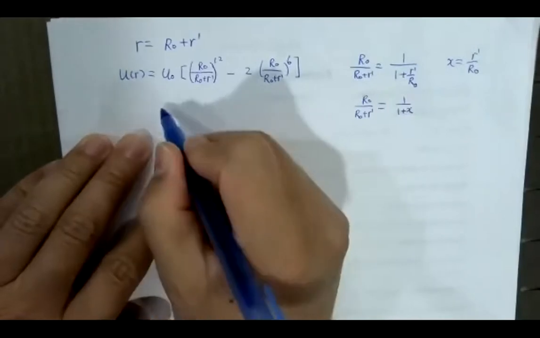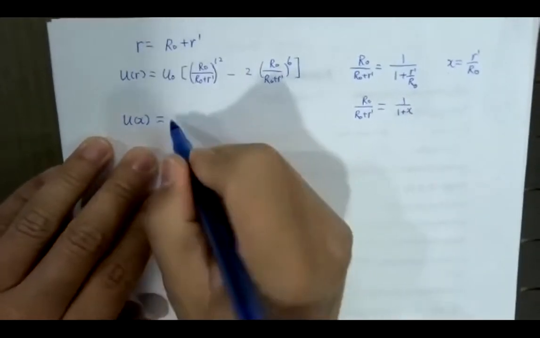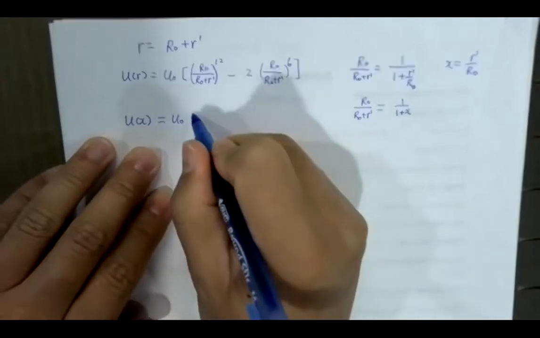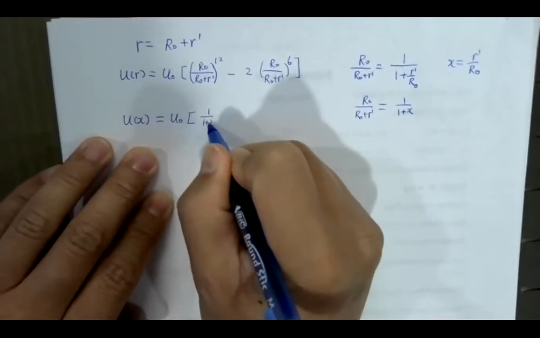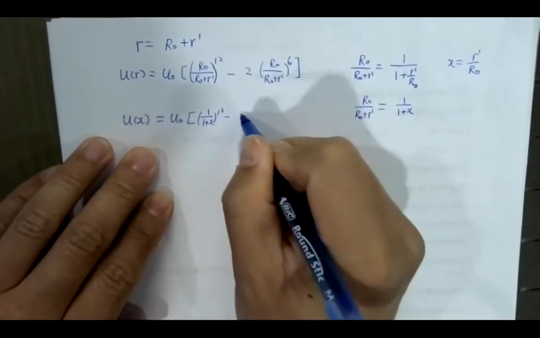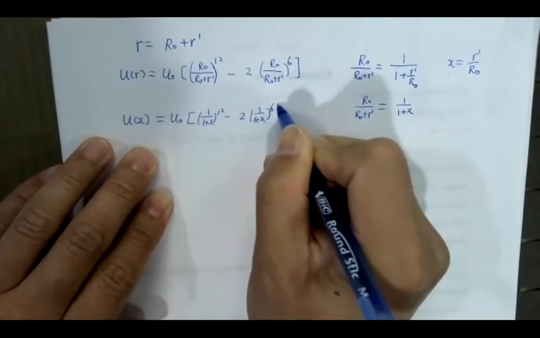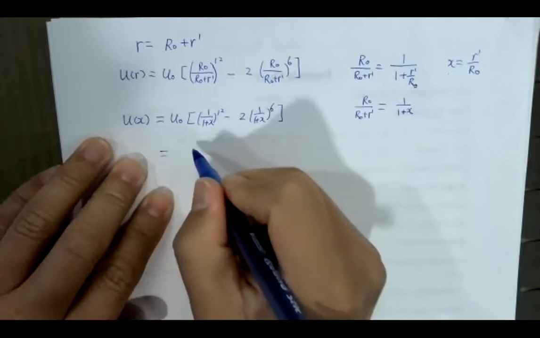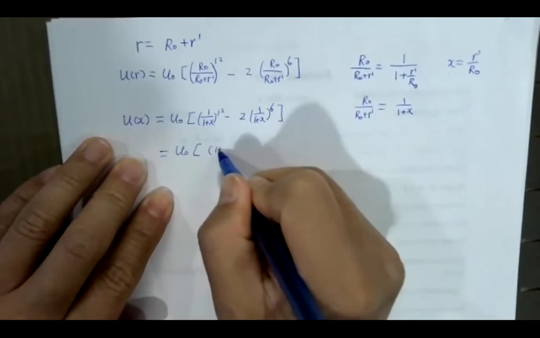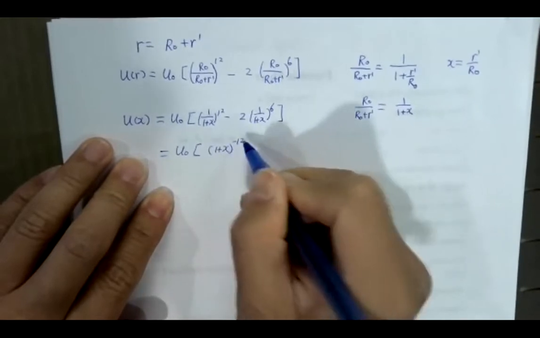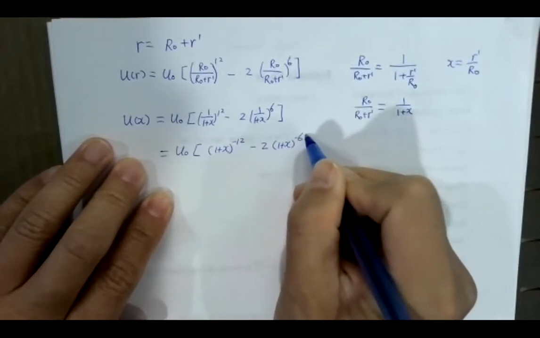So then this now becomes a function of x, equal to u naught times 1 over 1 plus x to the 12, minus 2 times 1 over 1 plus x to the 6. Then this is equal to u naught of 1 plus x to the minus 12, right? Minus 2 times 1 plus x to the minus 6.